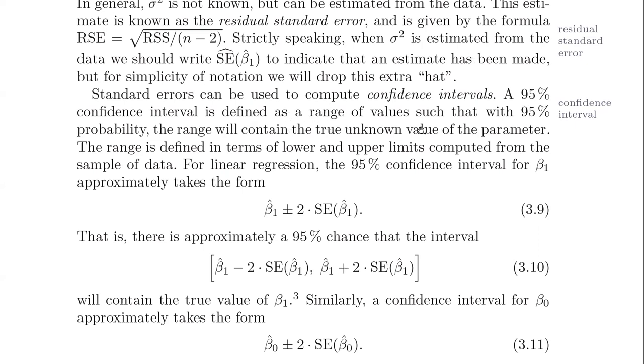So reading, a 95% confidence interval is defined as, we're definitely not going to use this word, right? As an interval of values such that with 95% probability, the interval will contain the true unknown value of the parameter. The interval is defined in terms of lower and upper limits computed from the sample of data. For linear regression, the 95% confidence interval for beta 1, this is what we're trying to estimate, approximately takes the form, with this plus or minus.